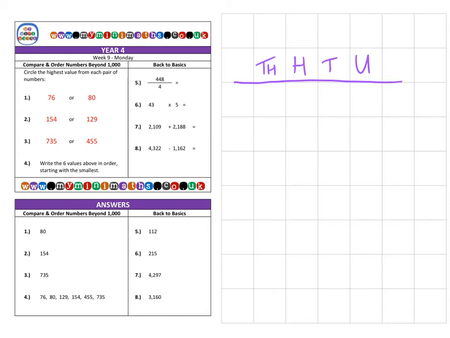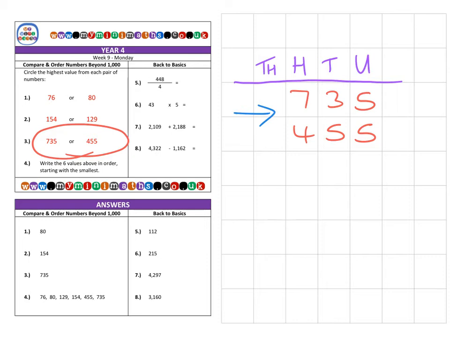And next we're on to question 3, which is comparing 735 with 455. So again, we're going to come from this left-hand side here and we're going to compare our hundreds, and we can see that the 700 is immediately bigger than the 400. So it doesn't matter what comes after because that 700 is always going to beat that 400. So 735 is our largest number of the two.